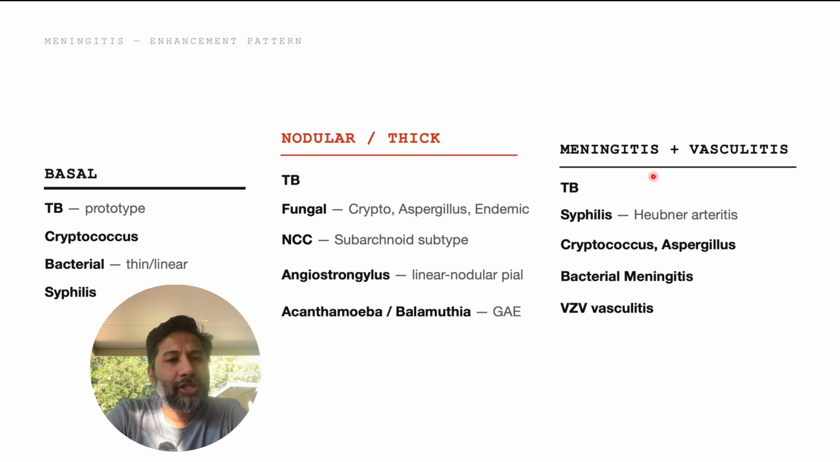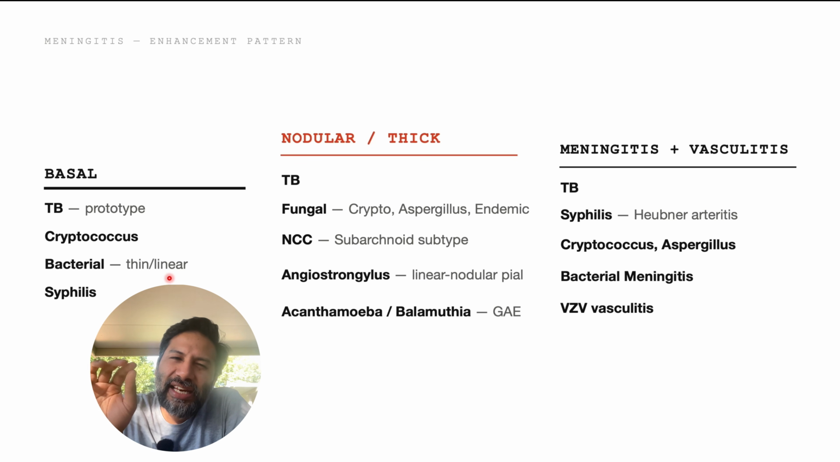So if we look at this patient, we can already think this could be TB, because TB is the prototypic basilar meningitis. Cryptococcus can do it as well, and we can certainly see it in a lot of fungal infections, as well as what we call the endemic fungal infections, which we primarily see in Northern America and sometimes moving down into Central America as well. Bacterial is usually thin and linear. It doesn't give that nodular appearance. And then syphilis is the classic one there as well.